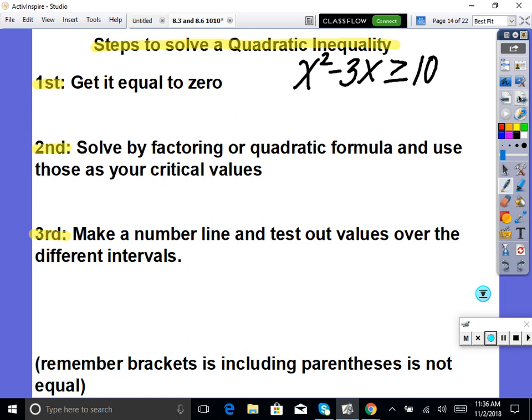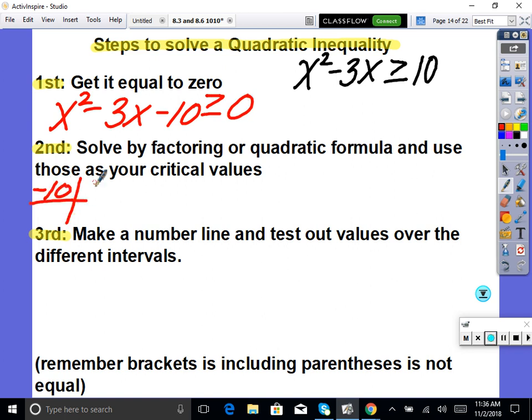So let's just go through this one with the steps. First, get it equal to 0. So that would be x squared minus 3x minus 10. When is that greater than or equal to 0? Now from there, solve. So let's do full factoring. What multiplies to be negative 10 and adds up to be negative 3? Right? Negative 5 and 2.